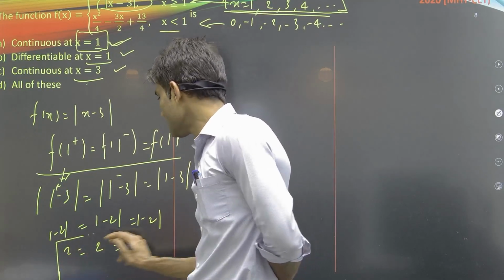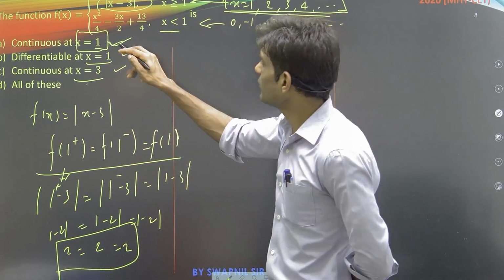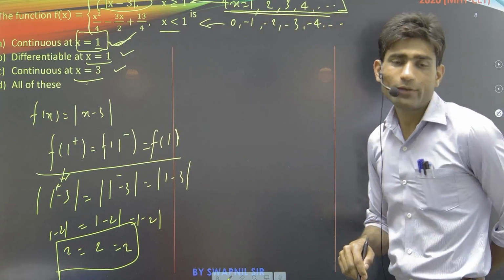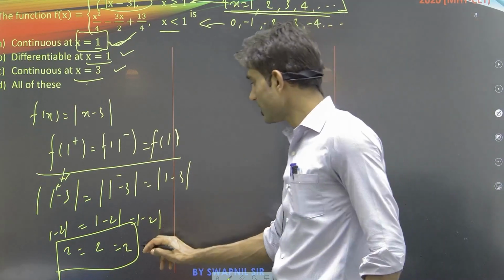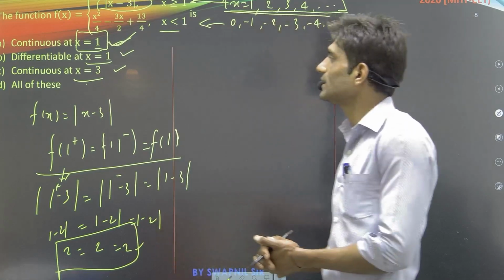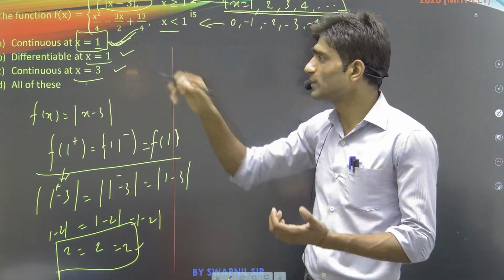If this condition holds, then we say that the function is continuous at the point x equal to 1. So the function is continuous at point x equal to 1, and obviously our first option is correct.